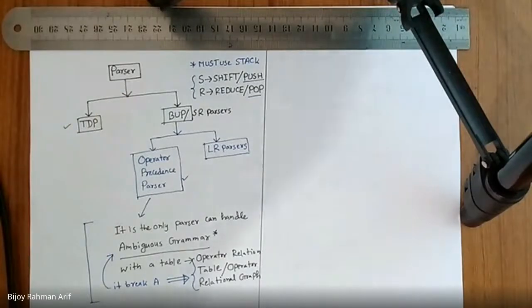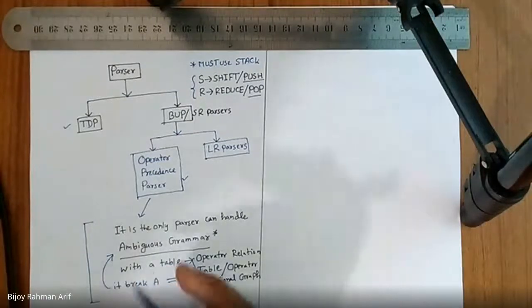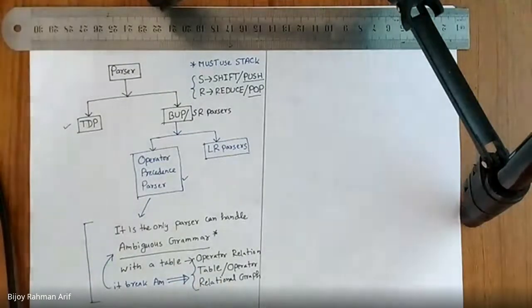So it can handle ambiguous grammar. You are right that it can handle ambiguous grammar, but what is the catch? The catch is that it works with the help of the operator relational table or operator relational graph. So using the operator relational table or graph, it breaks away this ambiguity. There is no longer ambiguity when you use the ambiguous grammar side by side with the table or the graph. So you are right in a sense that it is not actually handling the ambiguous grammar, because you are breaking away from the ambiguity using that table or graph. So it is falsely touting, or falsely advertising, that it handles ambiguity. True, but this is the catch.